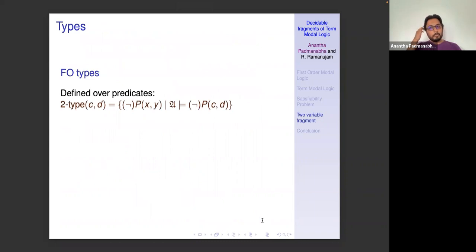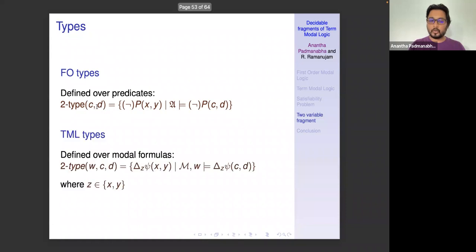Now, once you have this normal form, we need to get a bounded model property, and the bounded model property is based on types. And in FO, typically this is how you would define types, right? You say the two type for two domain elements is basically all the predicates or negated predicates that would be true when I assign x and y to these two values, right? Now for term modal logic, there are two things. One is that we cannot have a global two type. So at a world, we can have a two type for the given two elements, right? So we need to say two type at a world for these two elements, right?